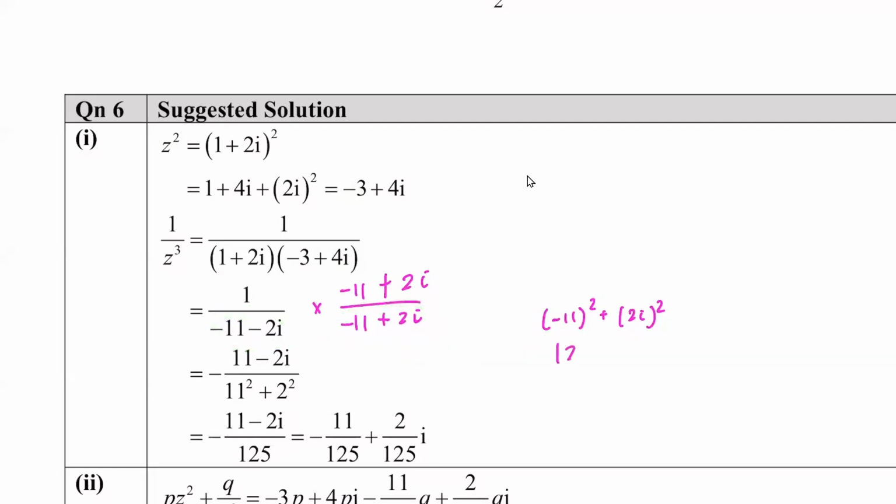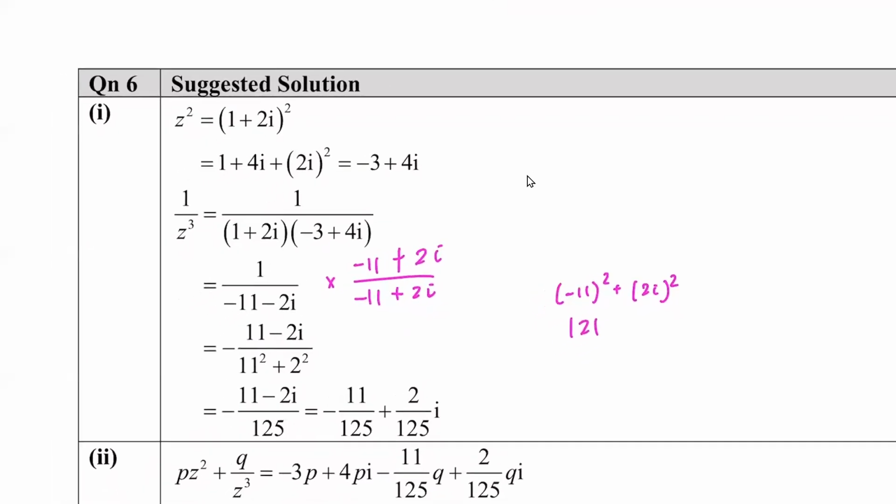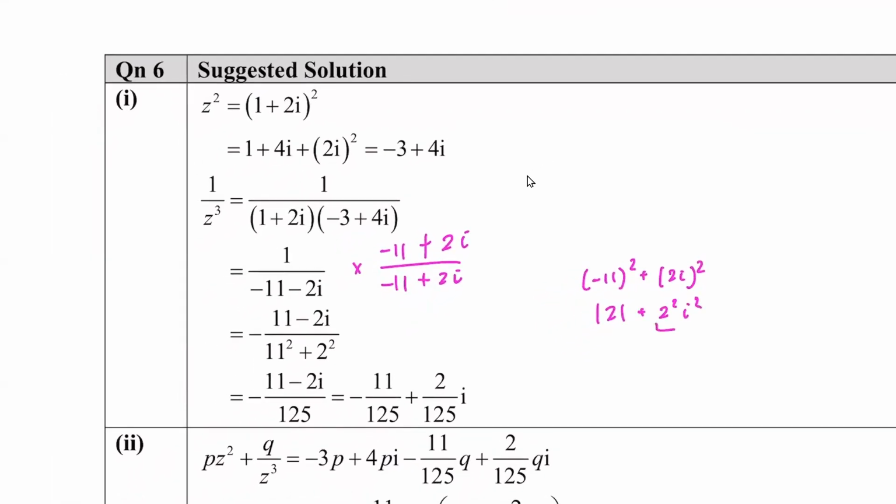That's a 121. That's a 2i square becomes 2 square i square, which is really just 4 times negative 1. So it's 121 minus 4. I think. So let me double check first. Sorry, I forgot to put a minus sign here. Should be a square minus b square. Then this will become minus negative 4, so it becomes a plus 4. So 121 plus 4. Is that okay?